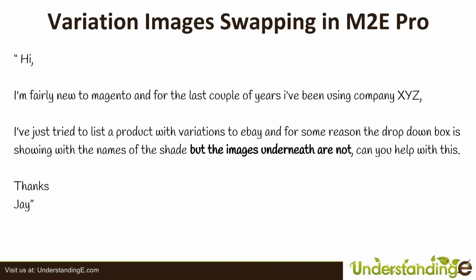And the question came in from Jay, and Jay asked, "Hi, I'm fairly new to Magento, and for the last couple of years, I've been using company XYZ." That is another service provider. "I've just tried to list a product with variations to eBay, and for some reason, the drop-down box is showing with the names of the shade, but the images underneath are not. Can you help with this? Thanks, Jay." And the answer to that is yes, of course, we can help.